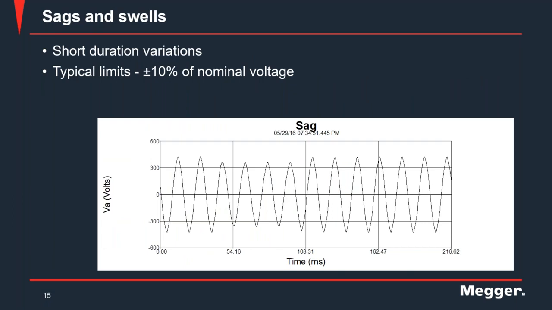Then short duration variations, which are sags and swells, and the typical limits are set at plus minus 10% of the nominal voltage. Here you have a waveform capture for a sag, which is a decrease in the RMS value of the voltage. So here you can see that for about 4 cycles, the magnitude has dropped.